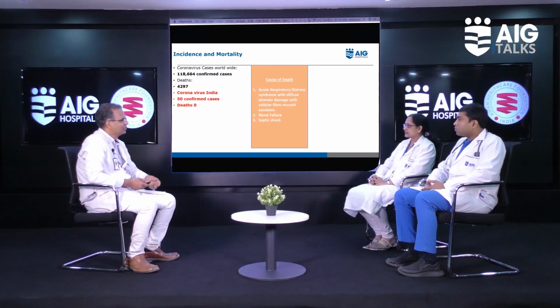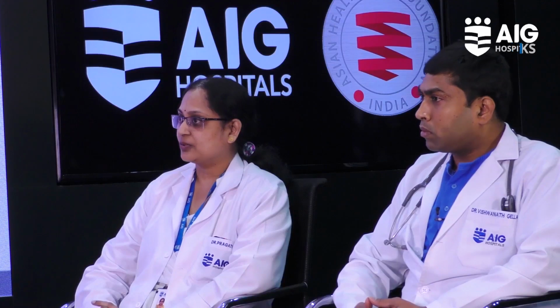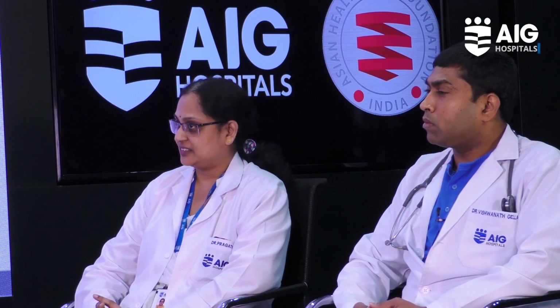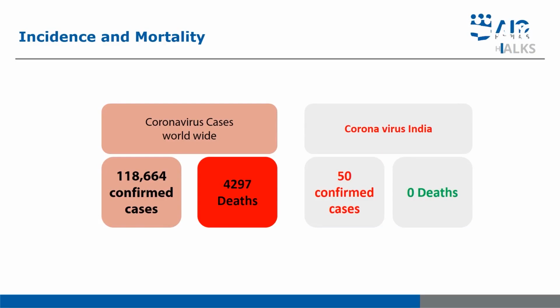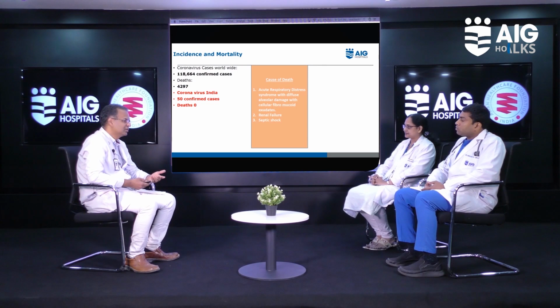So what is the incidence now across the world and in India? So till date more than 1 lakh confirmed cases have been reported across the world. Death rate also has been more than 4,500. And in India, 74 confirmed cases of coronavirus disease, and there was 1 death reported recently, and 3 or 4 cases have recovered. So that's the current status.